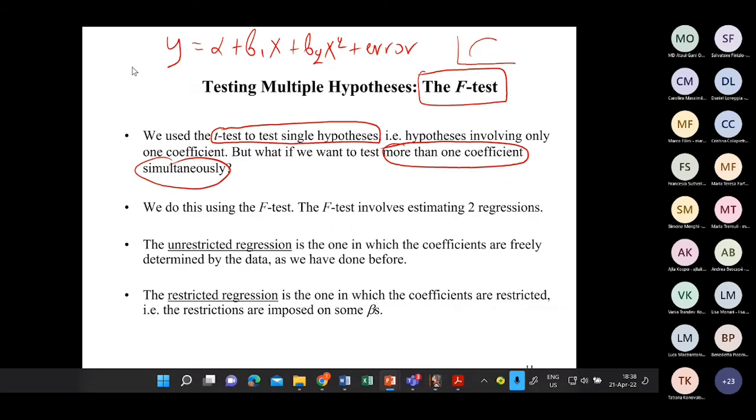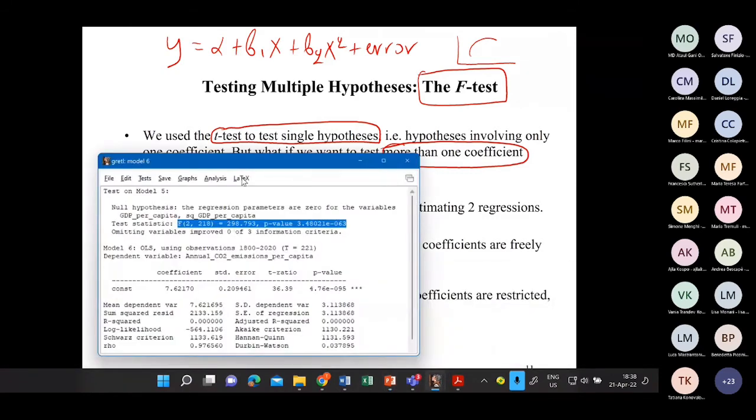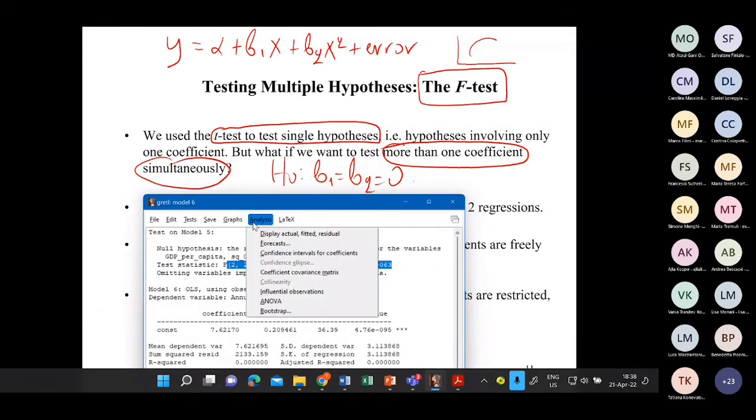Okay, you can see what we have done here. What is tested in this case? The null hypothesis that beta 1 and beta 2 are simultaneously 0. Okay, and this is the F test, 298, and the p-value is 0. Any other insight?